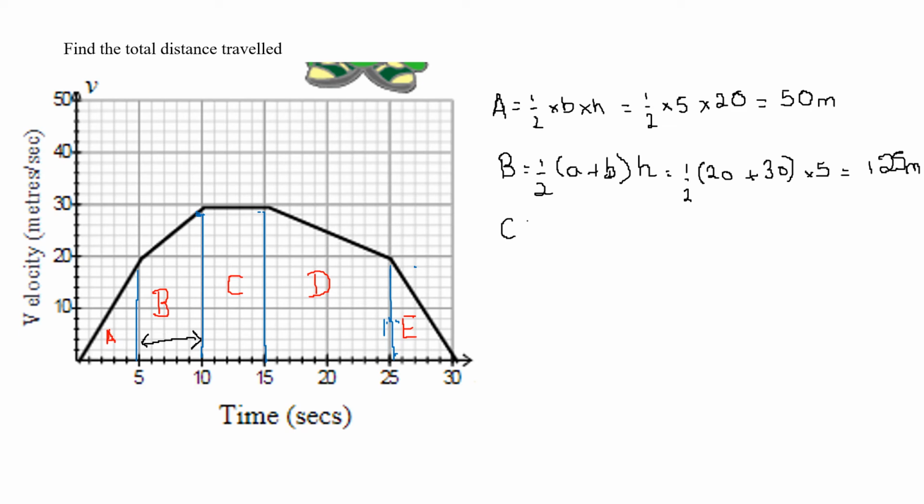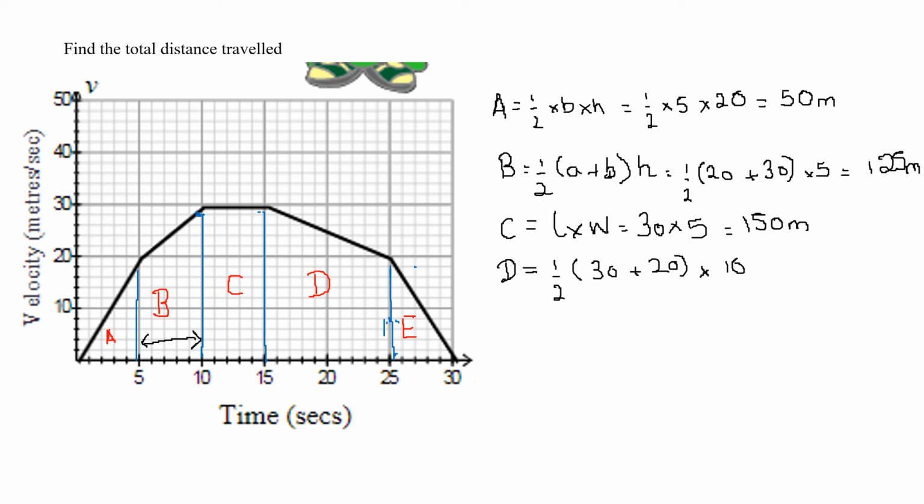Now C is a nice easy one because it's a rectangle, so I'm going to do length times width, which is 30 multiplied by 5. So that will give me 150 meters. D is another trapezium. So I'm going to do half. A will be 30, B will be 20, and I will be multiplying by 10 because my height will be here again, and that's 10. So that will give me 250 meters.